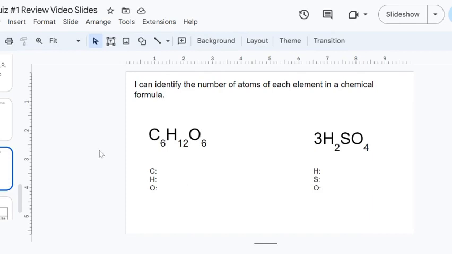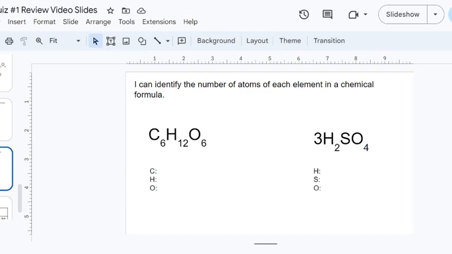In order to find the total number of atoms of each element in a chemical formula, we just have to do a simple math problem of multiplying the coefficient, the large number in the front, by the subscript, the small number that comes after an element. In this formula right here, there's no number at the front of it. That means that the coefficient is an invisible number 1.